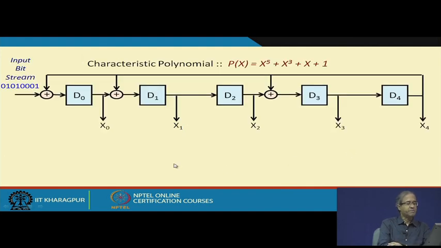So, let us take an example here. We have a 5-bit LFSR as shown here. The characteristic polynomial, if you look at the coefficients here, will be 1 plus x plus x cube plus x to the power 5, and the input bit stream, let us suppose, bits are coming like this.